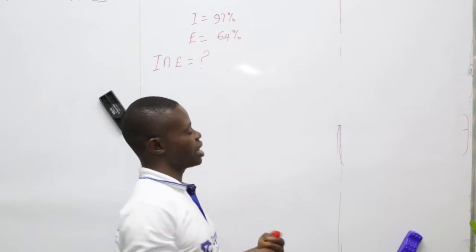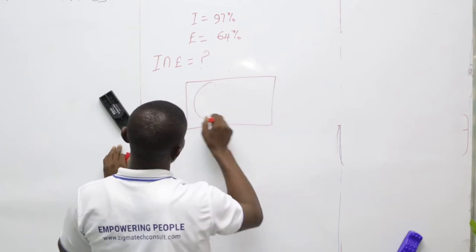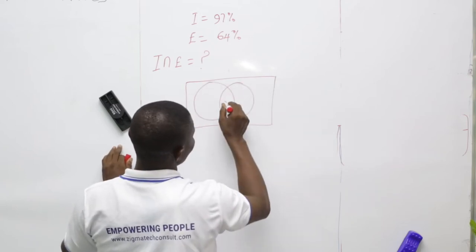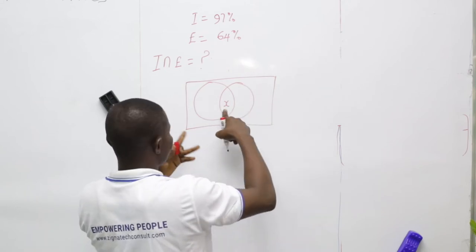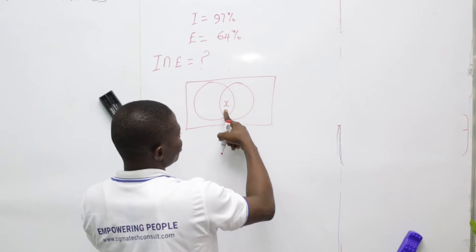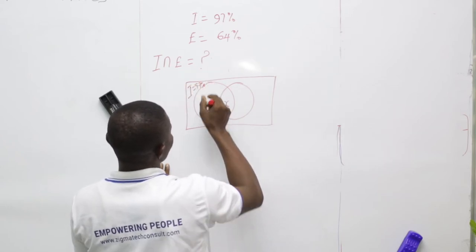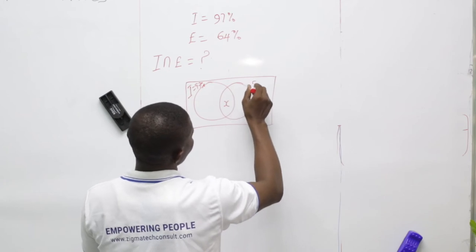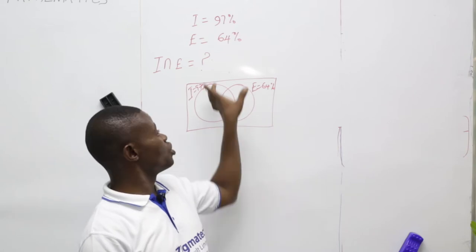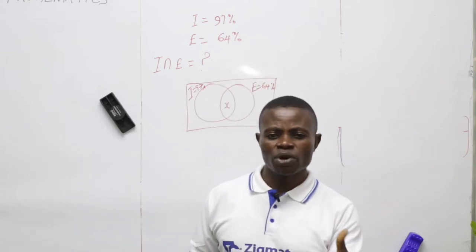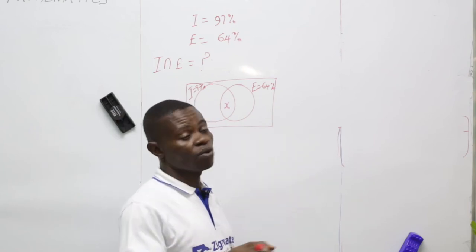Bringing it to a Venn diagram, I will have this. This is the first one, the second one, and the unknown, which is a question mark. You can use another alphabet of your choice. It mustn't be S, it can be K, Y, Z. Any one of your choice. Here is I, which is 97%. This is E, 64%. This time around, there is no neither. You can see that we don't have a universal set, but we are dealing with percentage, which simply means that the universal set here will be 100%.